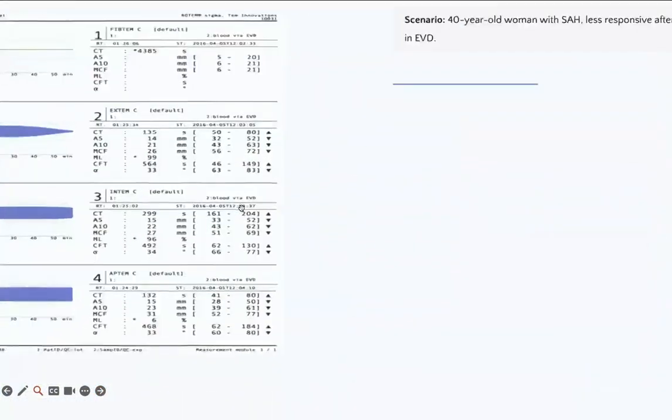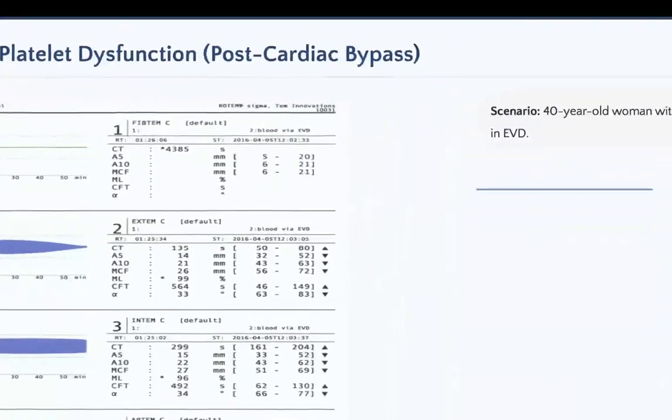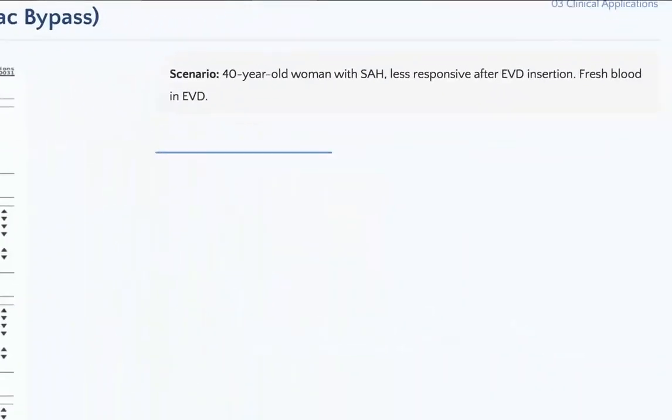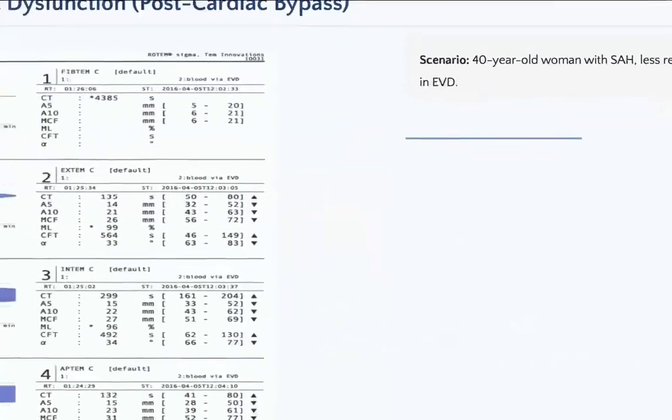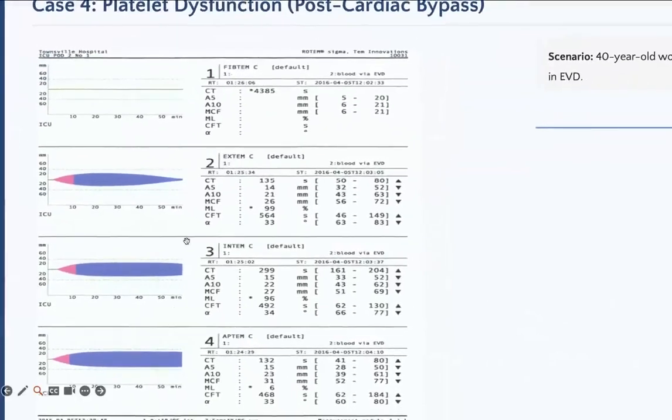Now the fourth one, this is again a 40-year-old subarachnoid hemorrhage. I have written cardiac bypass, I don't know. 40-year-old subarachnoid hemorrhage patient with FIBTEM. You can see there is only a flat line. Okay. There are no numbers here.